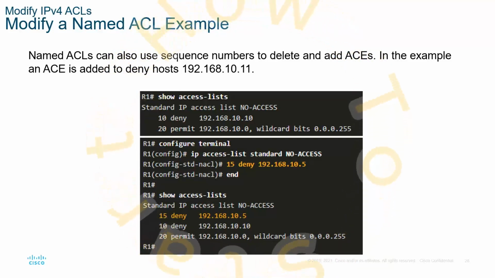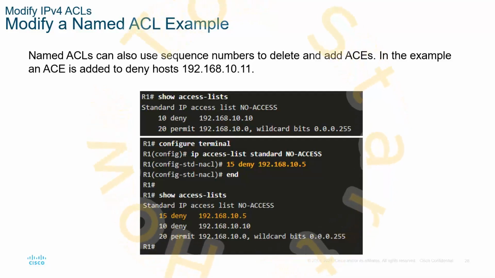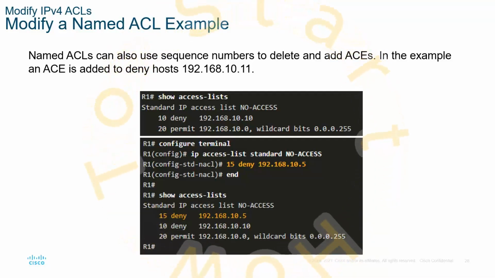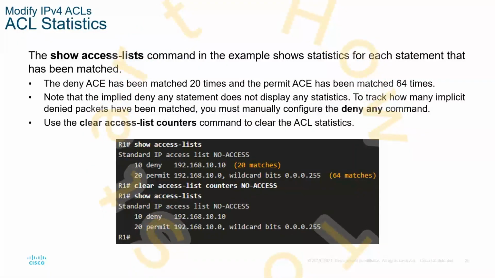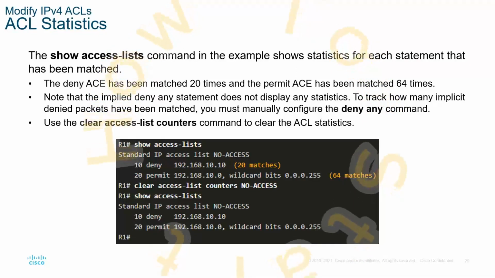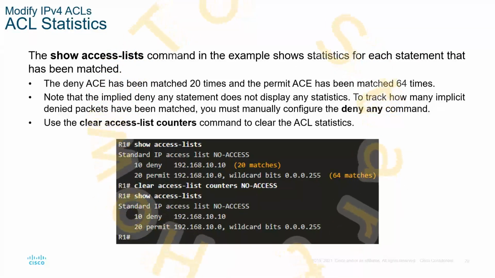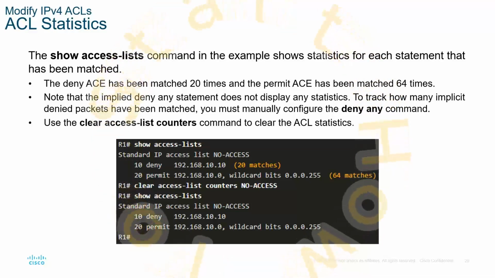So again, named ACLs, like standard ACLs and extended ACLs, use sequence numbers to delete and add ACEs. We can always verify with another show access-list. We can also start seeing counters, what content is matching. These are going to be known as ACL statistics.